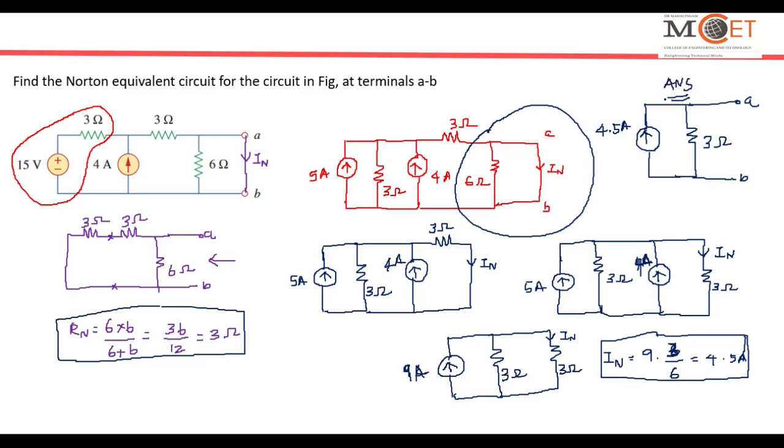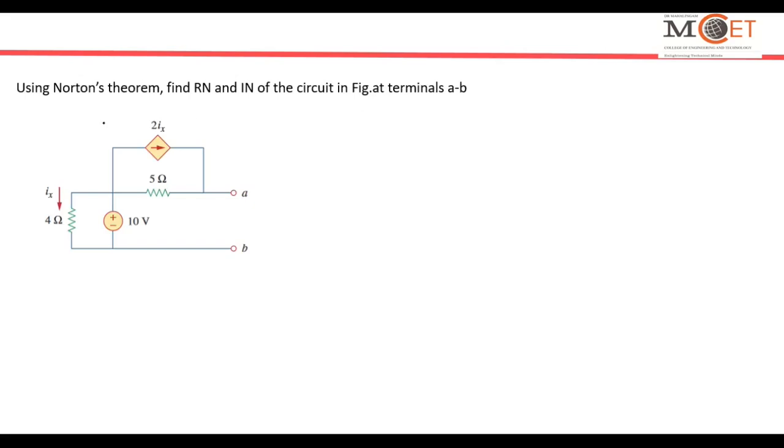Now let us go for the next problem. This problem is a little different, where I have a dependent source. An independent source, as I told you, can be turned off, but a dependent source I cannot turn off as it is. So there is a small confusion here to understand. So now let us try to find out how to solve this problem.